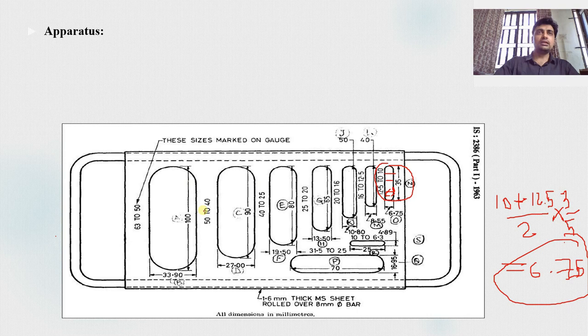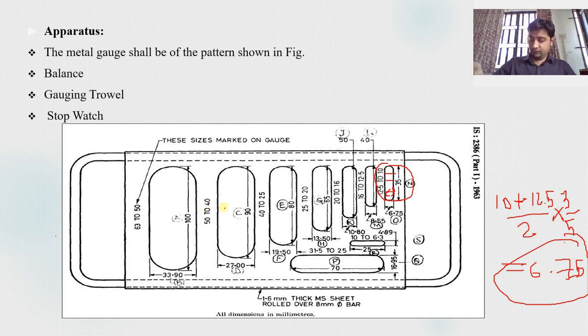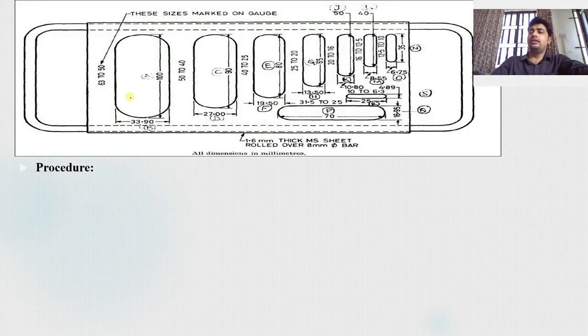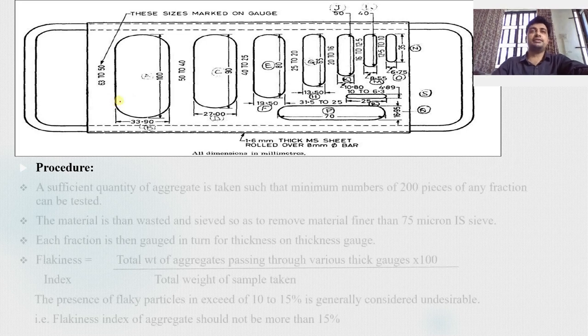So this gauge is used for finding the flakiness index. And the next items are a balance, gauging trowel, and stopwatch. Let us understand in detail how to determine the flakiness of the aggregate.